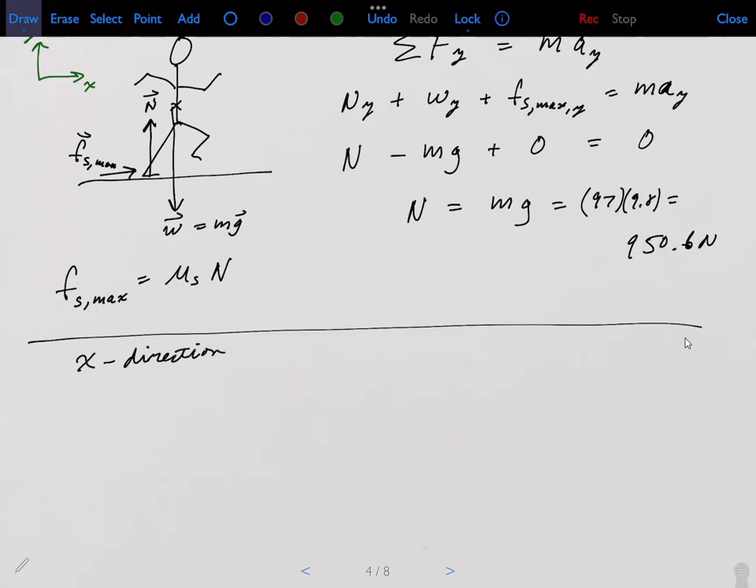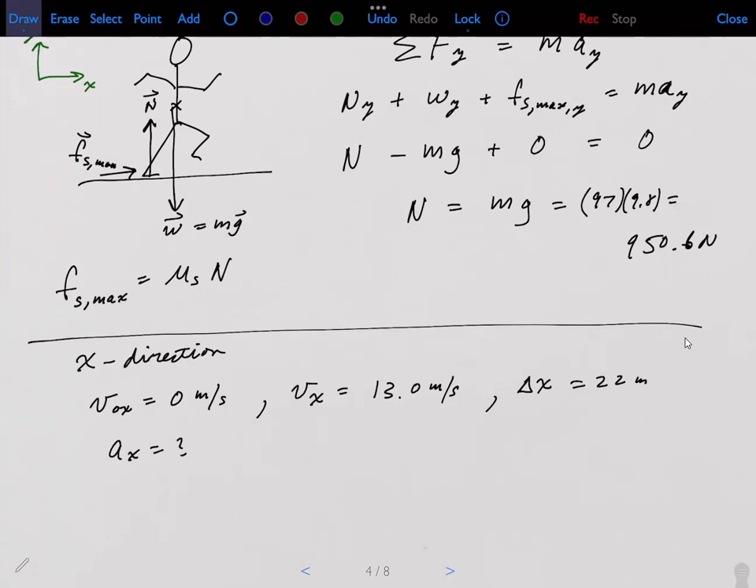We know that v initial x, since he's starting at rest, is 0. We know that the final speed, once he's done the acceleration, is 13, so Vx is 13 meters per second. And we know that the displacement over which he accelerated was 22 meters. Okay, so I want to find a_x.